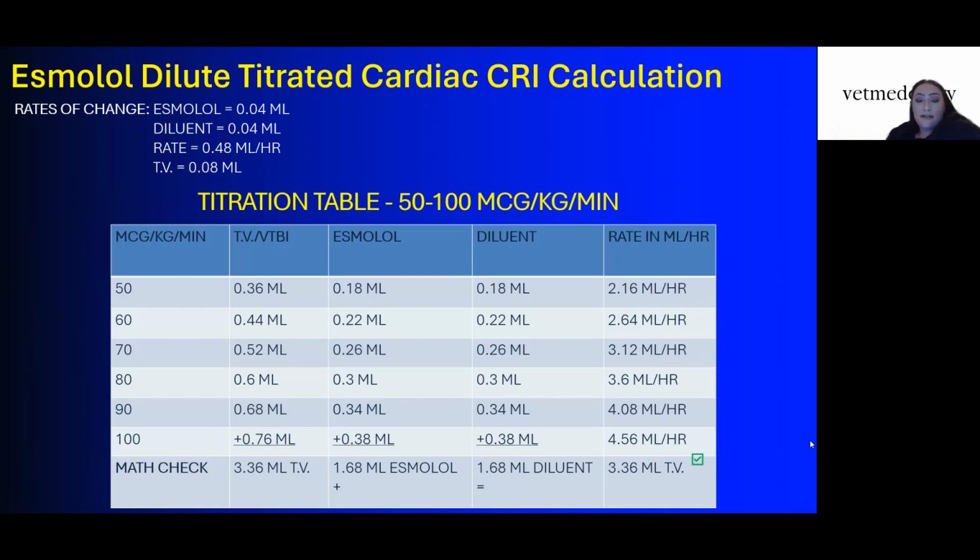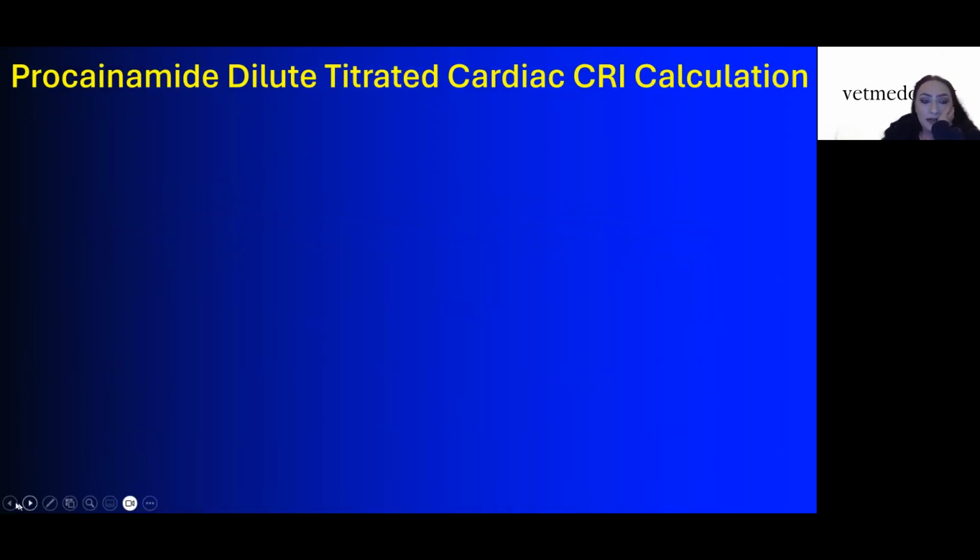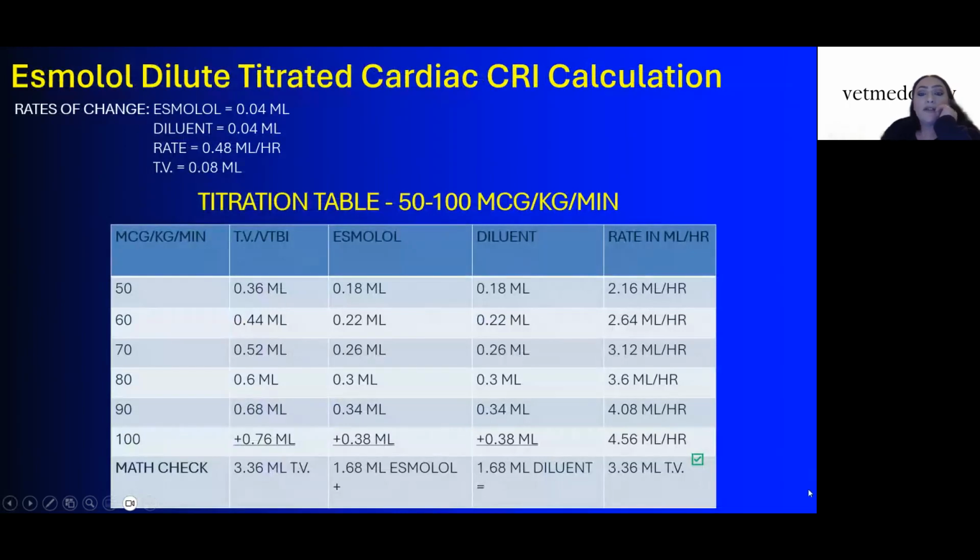So for our titration table, we need to have mics per kg per minute, our total volume / VTBI, our esmolol volume, and our diluent volume. And let's see here, also our rate in mLs per hour. I apologize that things are a little bit off with the table. But so we start out with our 50 mics per kg per minute, and input those numbers in first.